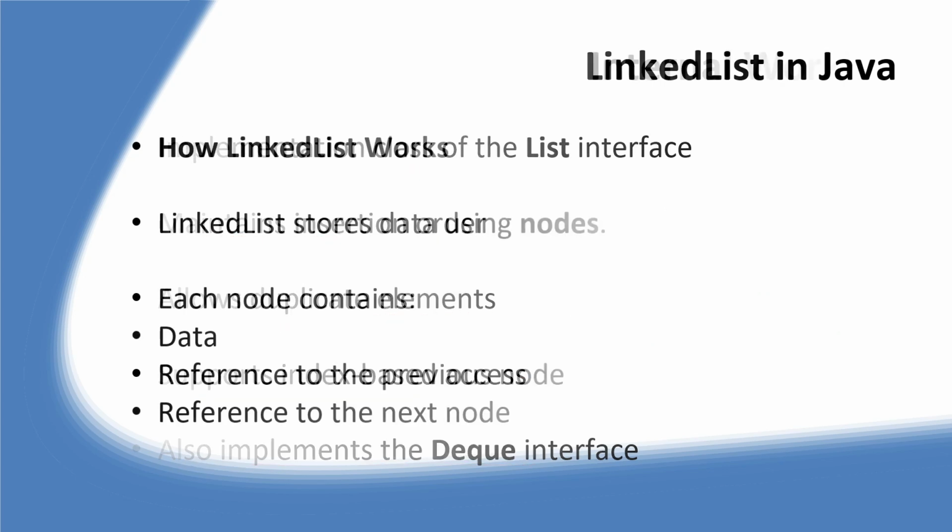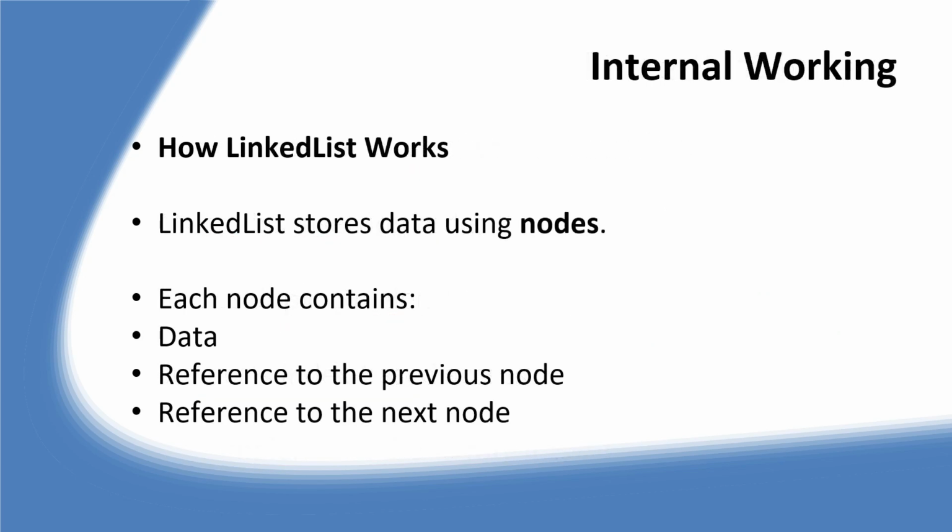So we will see the internal working, how it works. Unlike ArrayList, linked list does not store elements in a continuous array. In ArrayList, elements are stored in a continuous array, whereas in linked list, it stores each element inside a node.